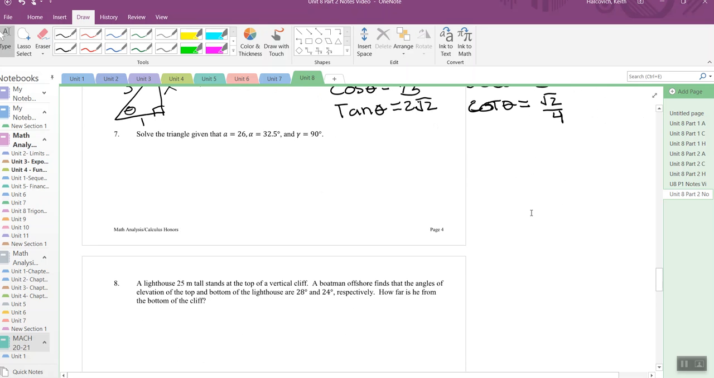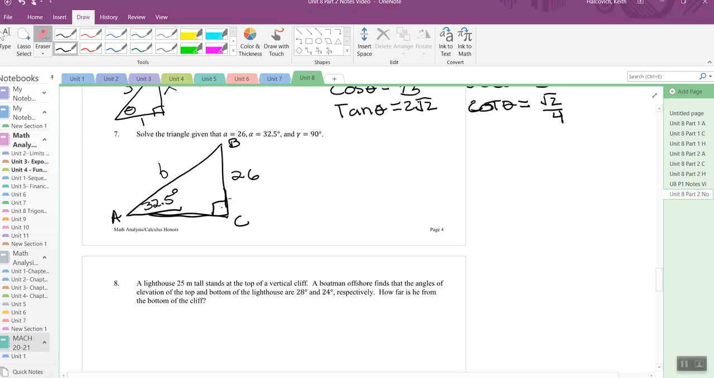All right, number 7. So now we want to draw our picture because this is solving a right triangle. Here we're going to label this A, B, and C. That means that alpha here is 32.5, and this is 90, and then the side opposite is 26. So here's B down here, and then C.